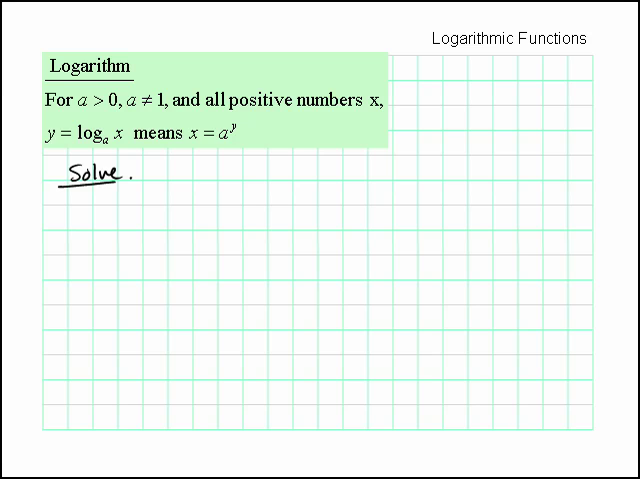solve log base 3 of x equals 2. To solve this equation for x, all I'm going to do is take this equation that's in log form and write it in exponent form. In exponent form, it's 3 squared, 3 to the second power equals x. 3 squared equals x, and so x is equal to 9. The solution is 9. Here's another one.